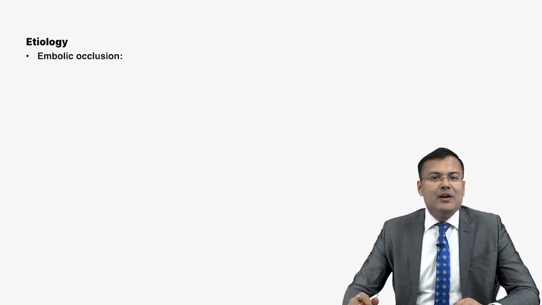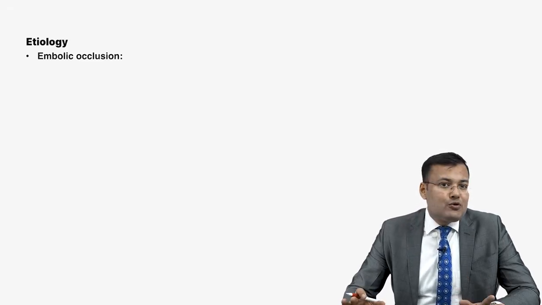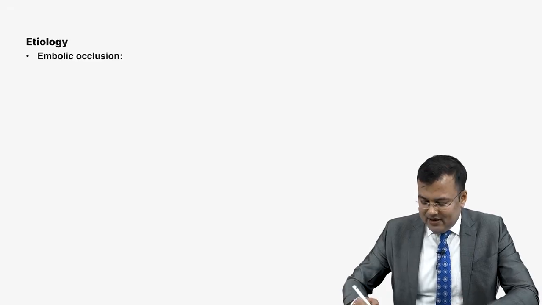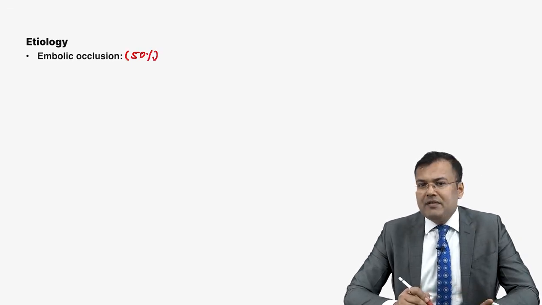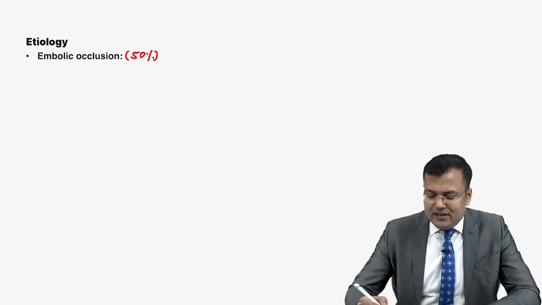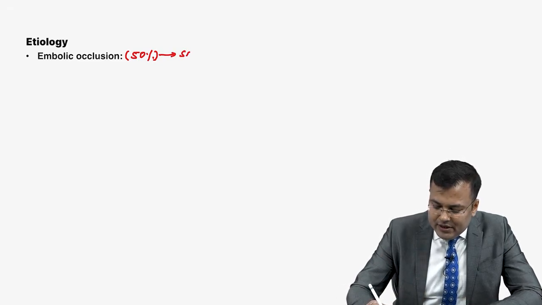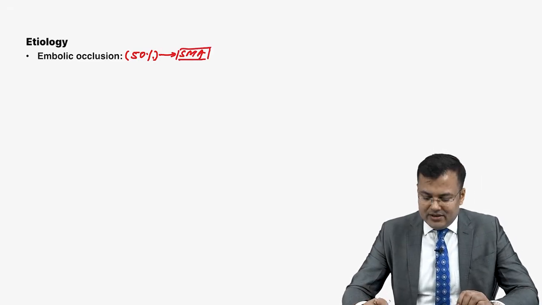Clear? So can you tell me what is the most common cause? The most common cause of acute mesenteric ischemia is embolic occlusion in 50% cases. And which artery is involved? Guys, there is involvement of the superior mesenteric artery, right?